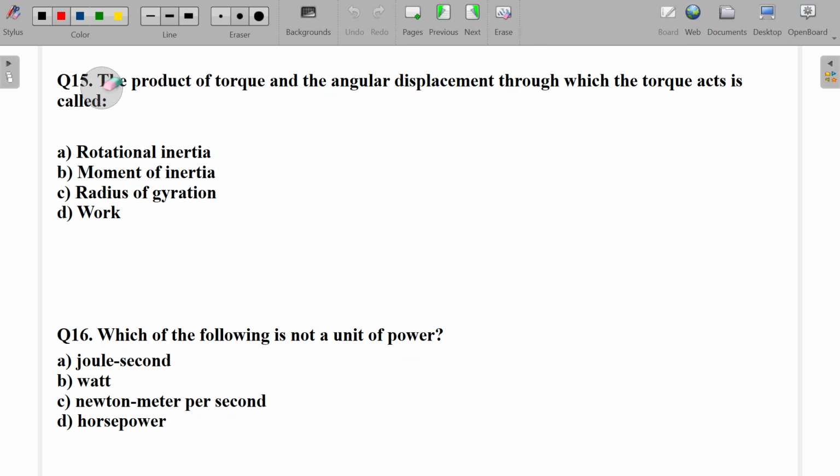Then now, the product of torque and the angular displacement through the torque axis is called A, rotational inertia, B, moment of inertia, C, radius of gyration, D, work. Yes, moment of inertia. No?